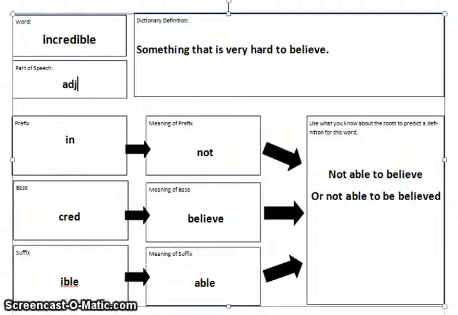This is the graphic organizer that you can use to demonstrate that you can take a word, break it down into its root words, and come up with a definition.